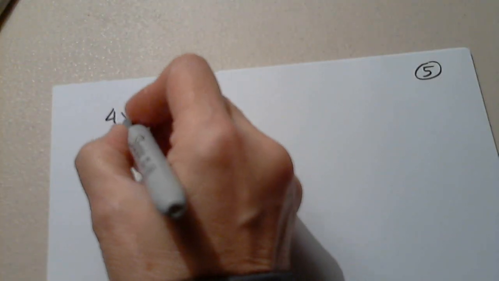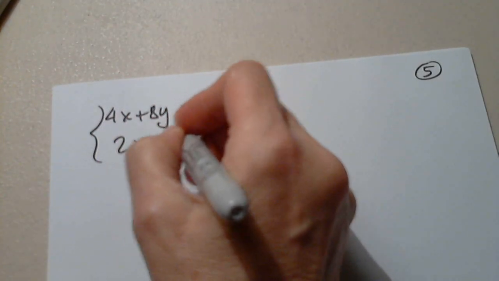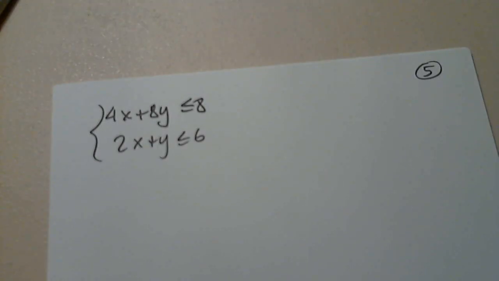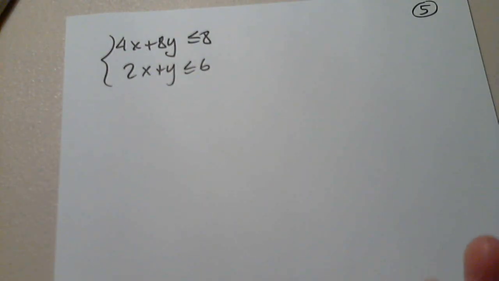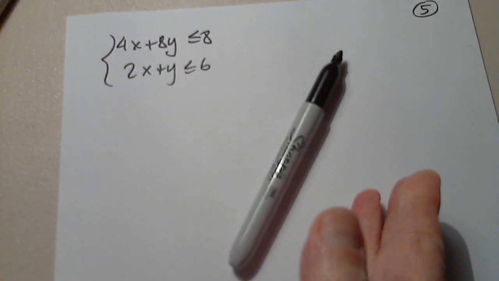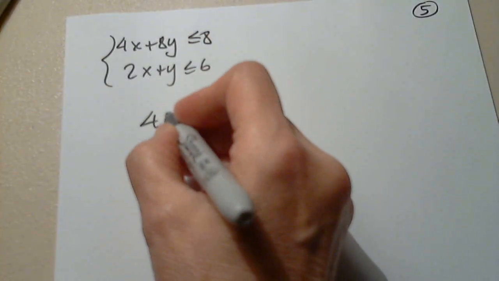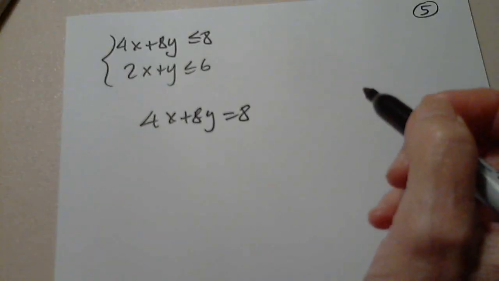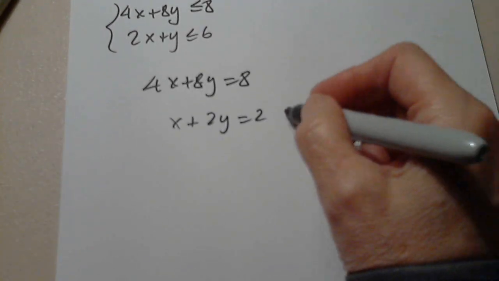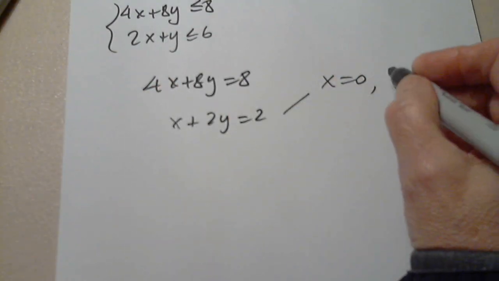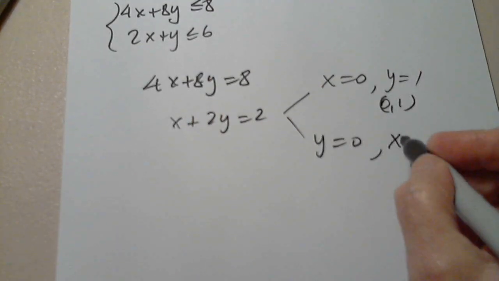So we have 4x plus 8y less than or equal to 8, and we have 2x plus y less than or equal to 6. Good. You can stop sharing. Of course, I have to start with the equation, because I cannot graph the inequality before I graph the threshold. If I don't have the threshold, I cannot find the solution for the inequality. So first, 4x plus 8y equals 8. I will definitely divide both sides by 4 to make it easier. So when x is 0, y is 1. When y is 0, x is 2.